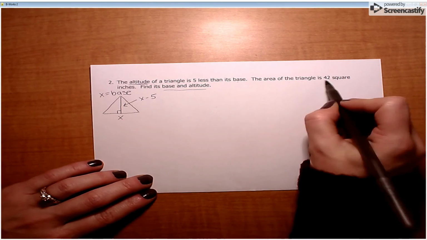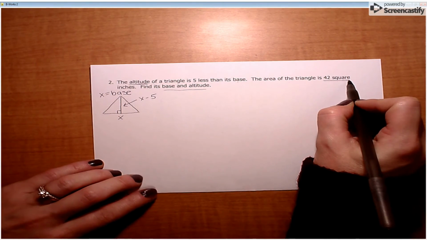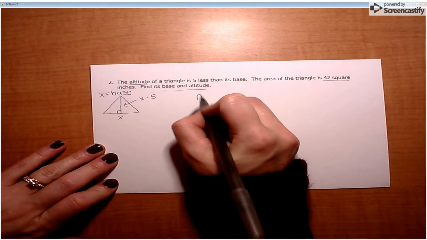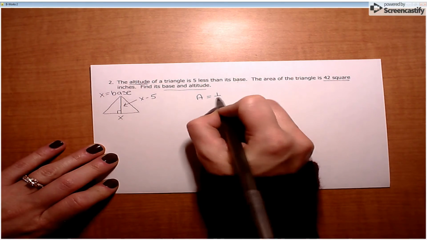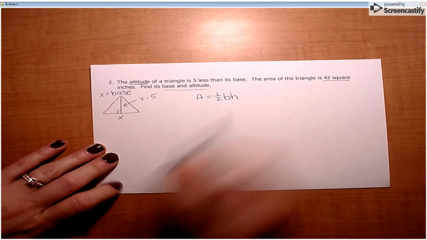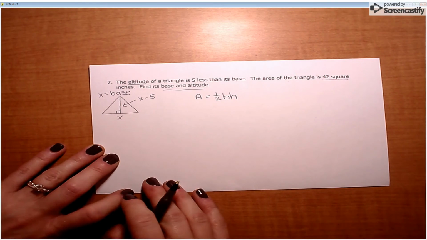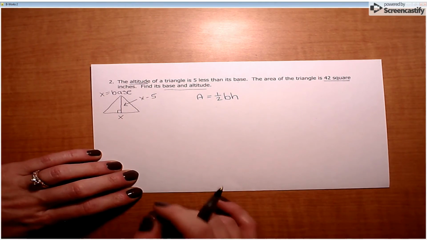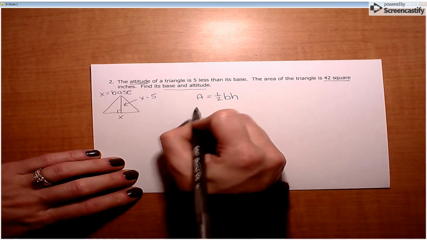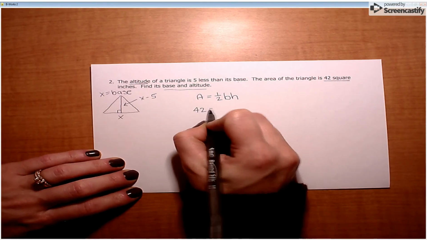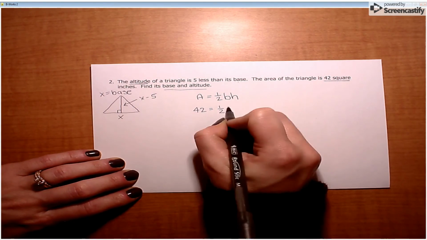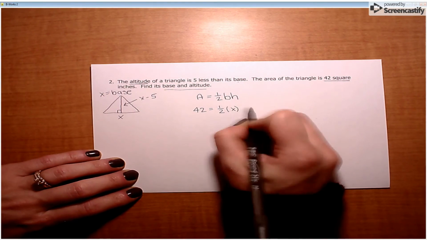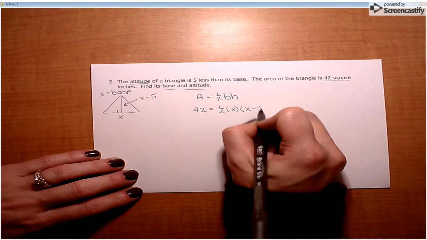So they told us the area of the triangle is 42 square units. I know that the area of a triangle is 1/2 base times height. So I'm going to start filling in the pieces of the puzzle that I know and substituting those values into my equation. So I know the area is 42. I know the base is x, and I know the height is x minus 5.